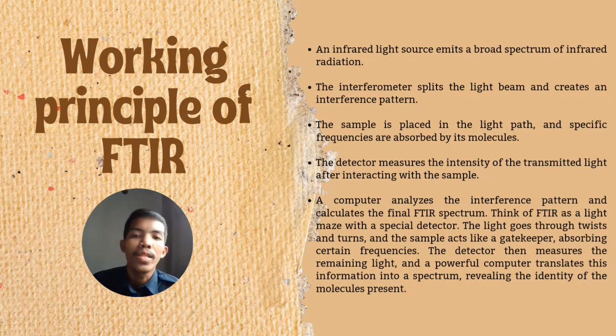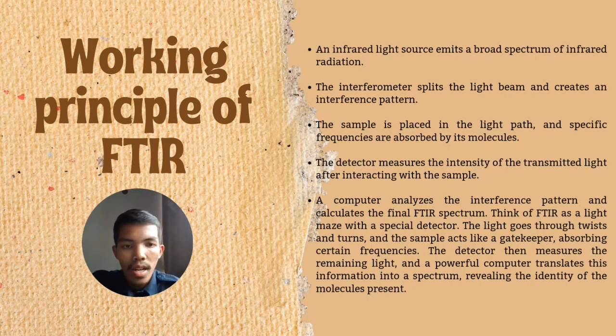Now I will present the working principle of FTIR. So first, an infrared light source emits a broad spectrum of infrared radiation. Second, the interferometer splits the light beam and creates an interference pattern. Third, the sample is placed in the light path and specific frequencies are absorbed by its molecules. Fourth, the detector measures the intensity of the transmitted light after interacting with the sample. Fifth, a computer analyzes the interference pattern and calculates the final FTIR spectrum.